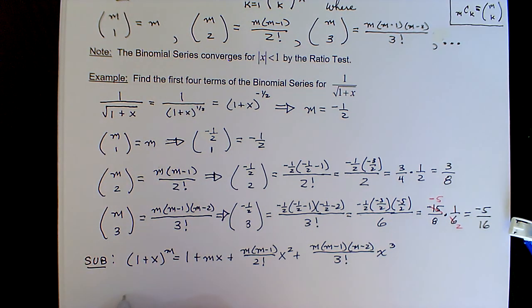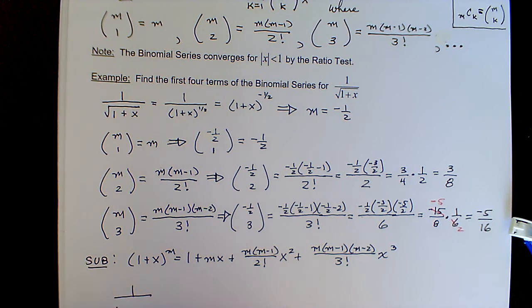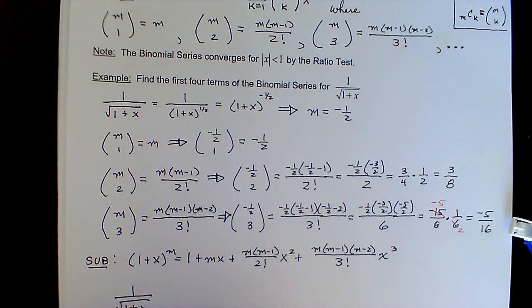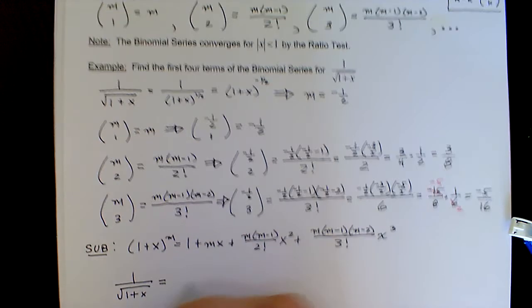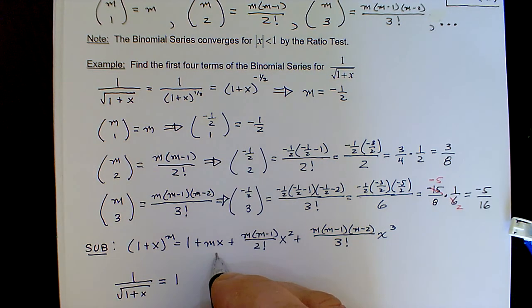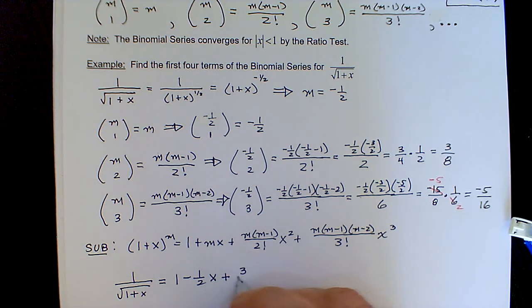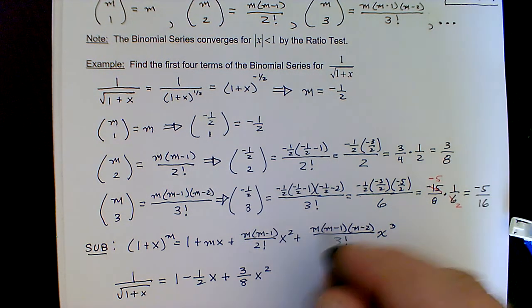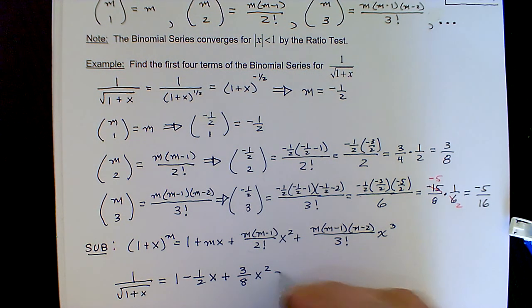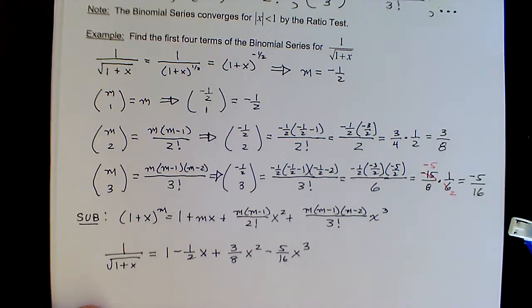So therefore, we could say that 1 over the square root of 1 plus x is equal to 1 plus m, which is negative 1/2, times x, plus all of this is just the 3/8 times x squared, and then all of this coefficient is the negative 5/16 times x cubed. Okay, and that's all there is to it.